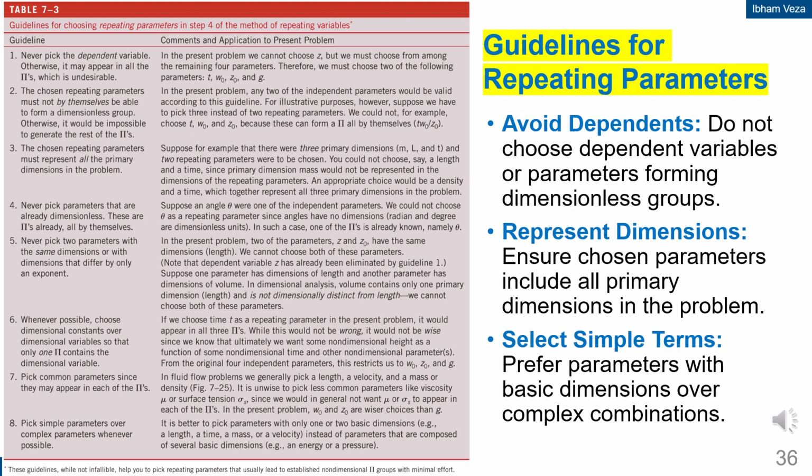Guidelines for repeating parameters. Dependent parameters should not be chosen as repeating parameters because they would break the structure of the analysis. In addition, the chosen parameters must together represent all primary dimensions involved in the problem. It is better to choose parameters with simple dimensional forms rather than complex combinations. These guidelines help keep the process systematic and clean. By following these rules, the formation of pi groups becomes more controlled.